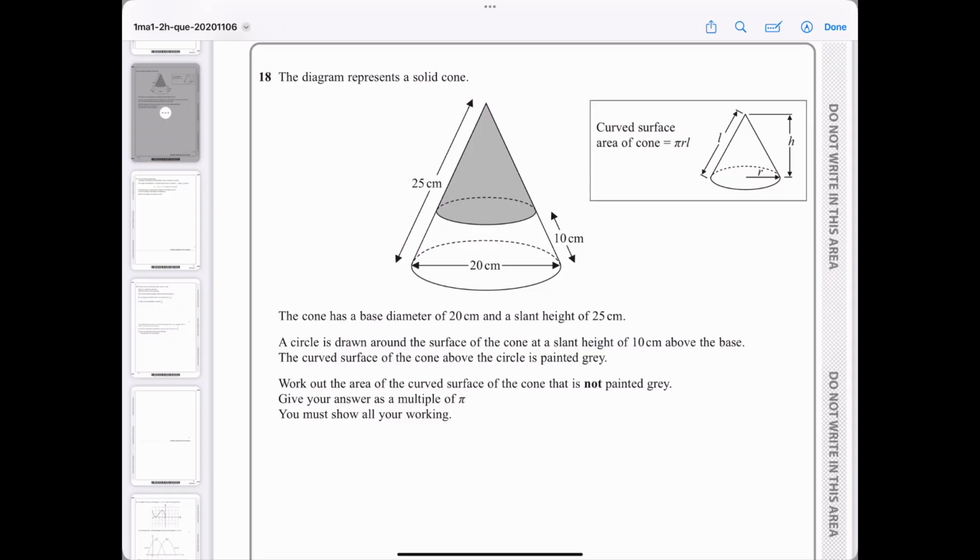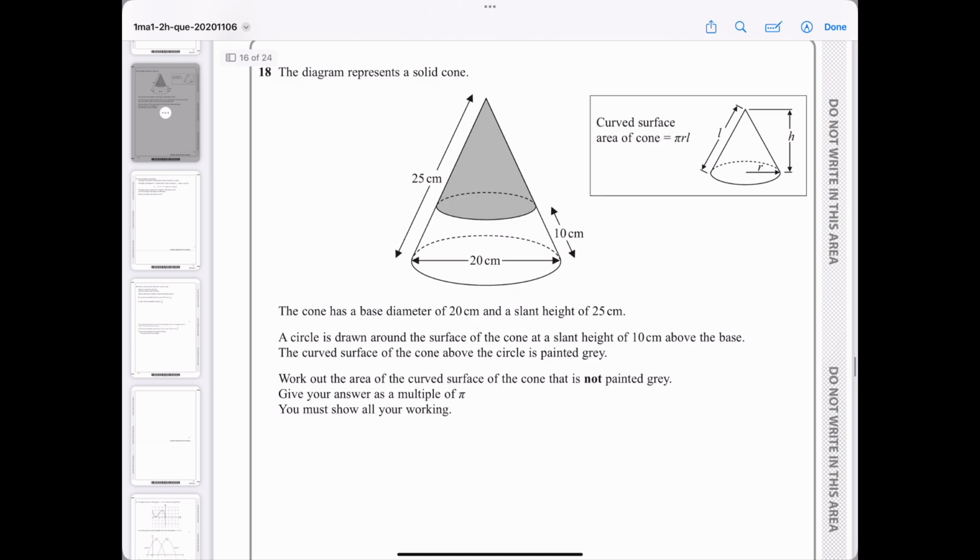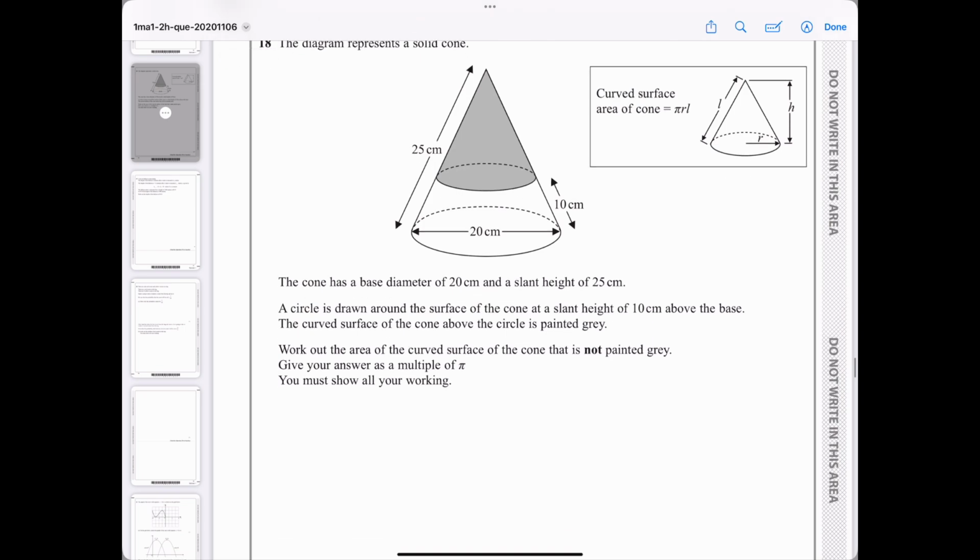To question 18. The diagram represents a solid cone. The cone has a base diameter of 20 and a slant height of 25. A circle is drawn around the surface of the cone at a slant height of 10 above the base, and the curved surface of the cone above the circle is painted grey. Work out the area of the curved surface of the cone that is not painted grey and give your answer as a multiple of pi. You must show your working.